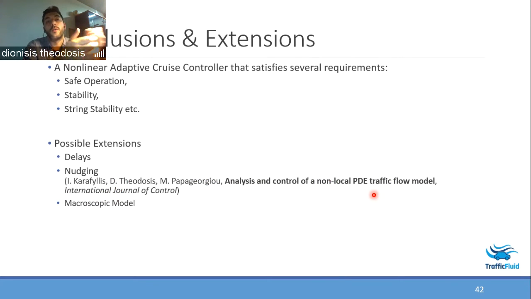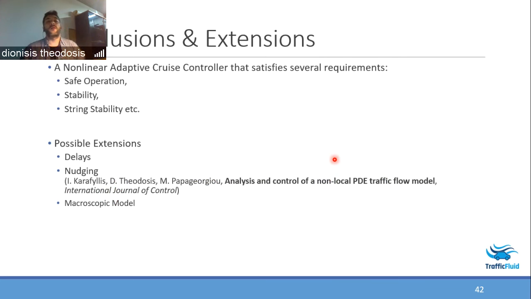So we have seen today a nonlinear cruise controller that is designed to satisfy several requirements for autonomous vehicles. We have seen that it is possible to have a controller that has no collisions. It satisfies certain stability requirements for all vehicles, meaning that they converge to the desired spacing and speed equilibrium. And also we have string stability. And finally, we also saw some macroscopic properties.